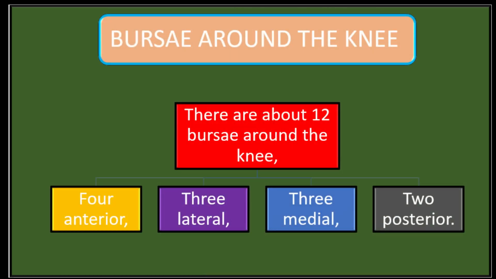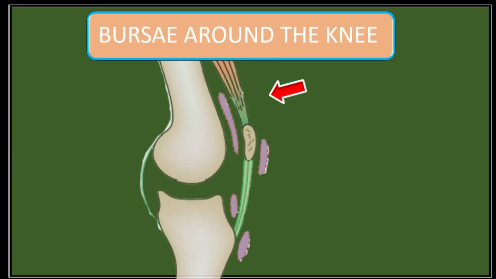We will consider the anterior group and one of the bursae in the medial group. Here is the subcutaneous prepatellar bursa. Its inflammation leads to a condition known as housemaid knee. Here also is subcutaneous infrapatellar bursa. Its inflammation leads to the clergyman's bursitis or clergyman's knee. And that's the deep infrapatellar bursa, and here is the suprapatellar bursa. The suprapatellar bursa communicates with the joint cavity.